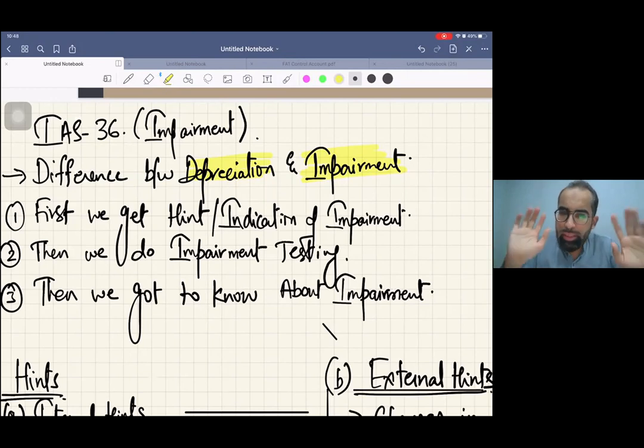Okay, so same is the case here. So first you get a hint of impairment, indication of impairment, right? Then whenever you get a hint of impairment, you do impairment testing or impairment review. And after that impairment test, you get to know whether this asset is impaired or not. Okay, so these are the three steps.